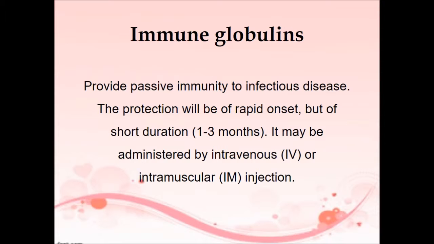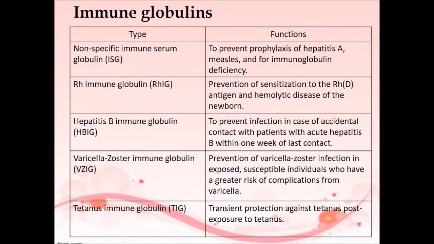Next is immune globulins. Immune globulins provide passive immunity to infectious disease. The protection will be of rapid onset but of short duration, 1 to 3 months. It may be administered by intravenous or intramuscular injection. Immune globulins have 5 parts. First is non-specific immune serum globulin.